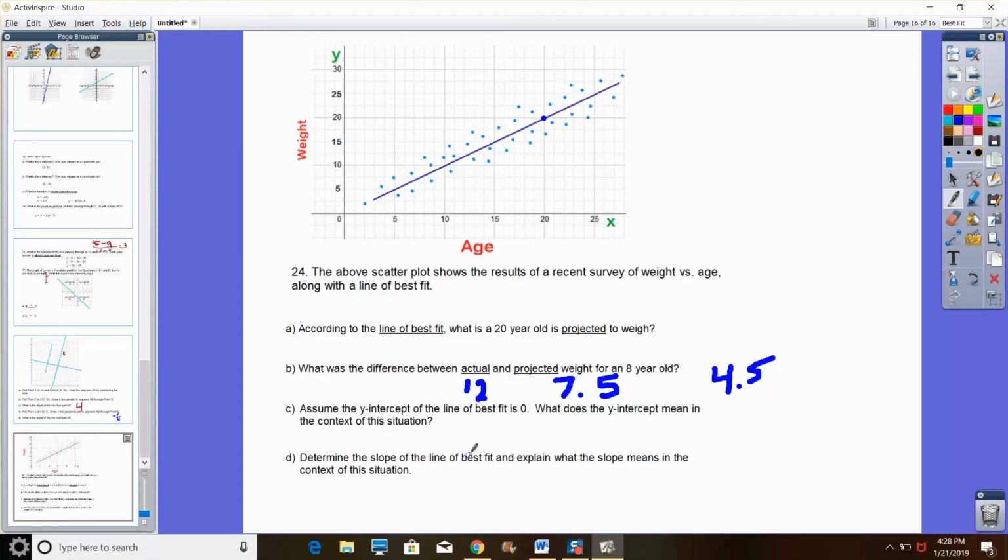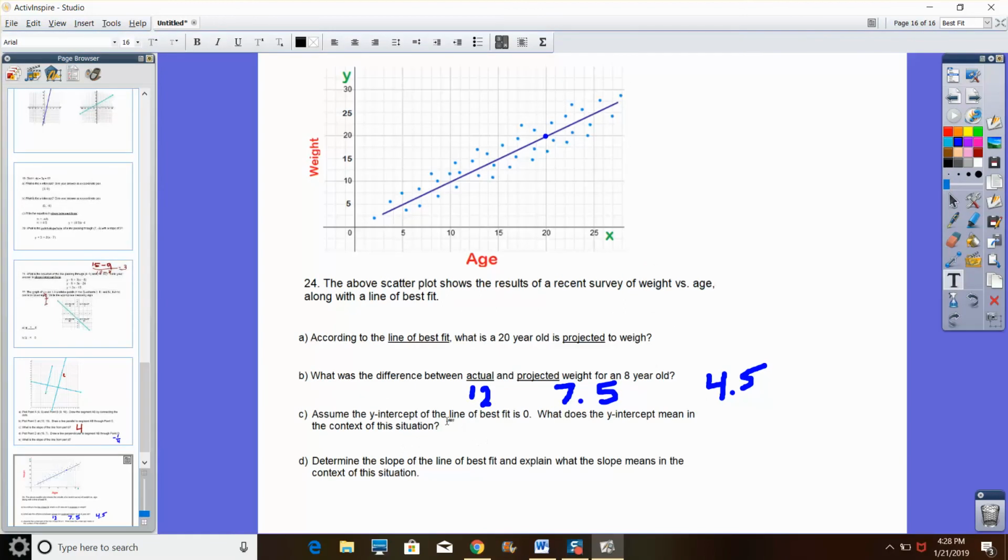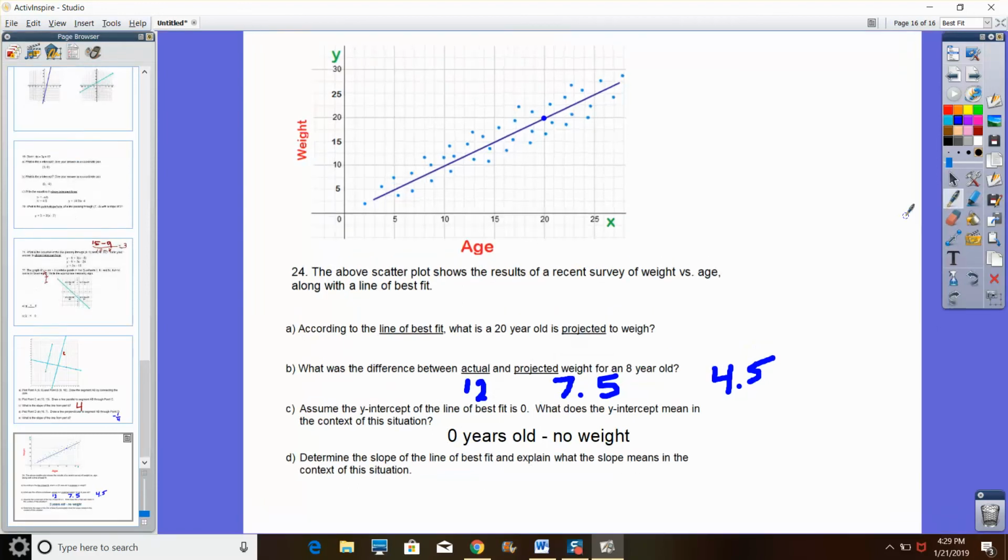Assuming the y-intercept of the line of best fit is 0, what does the y-intercept mean in the context of the situation? That just basically means that if you're 0 years old, you don't weigh anything. 0 years old, no weight, basically is one way to explain that. And the slope of the line of best fit, what does the slope mean in the context of the situation? Okay, so this one's a little tougher.